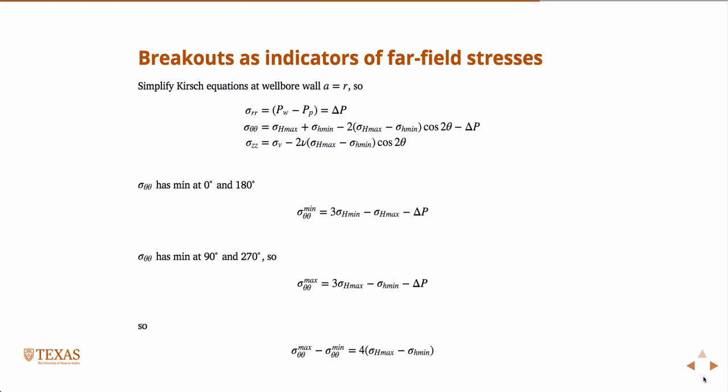And so then if we add those two together, so we just add this equation to that equation, you get this final equation that says that the difference between the minimum and maximum hoop stress, sigma theta, is equal to 4 times the difference in the principal stresses. Okay. So the difference in the principal stresses really governs the strength of the oscillation of the hoop stress as you go around the wellbore.